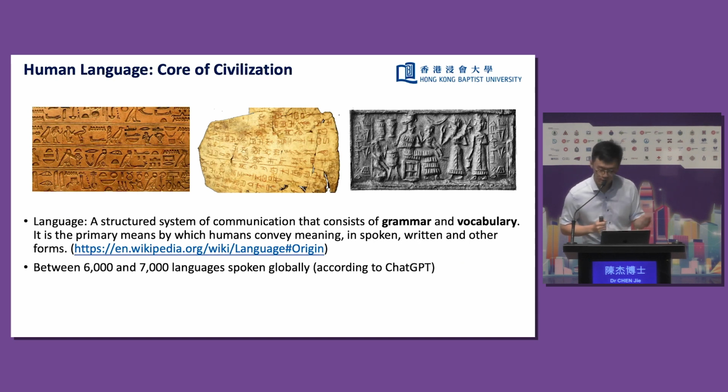What is a language? Okay, so language, according to Wikipedia, is a structured system of communication that consists of grammar and vocabulary. It is the primary means by which humans convey meaning in spoken, written, and other forms. And according to ChatGPT, there are between 6,000 and 7,000 languages spoken globally. So there are a lot of them. All right, and today, we will be looking at the role of language in the era of AIGC, especially for motion. AIGC stands for Artificial Intelligence for Generative Contents.